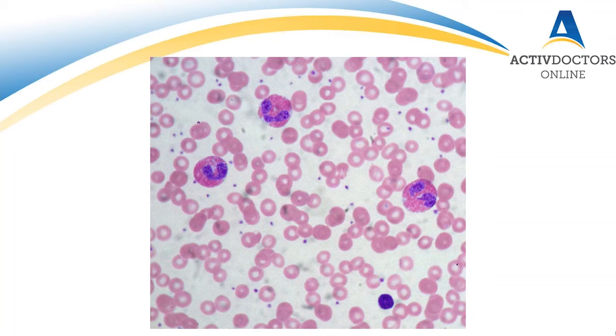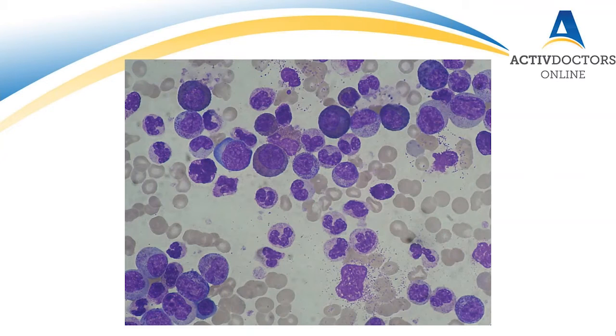All right, now that we have a good idea of what the two different types of white blood cells, the red blood cells and the platelets look like, we can go on and see what an abnormal slide looks like, and we'll see that on the next slide.